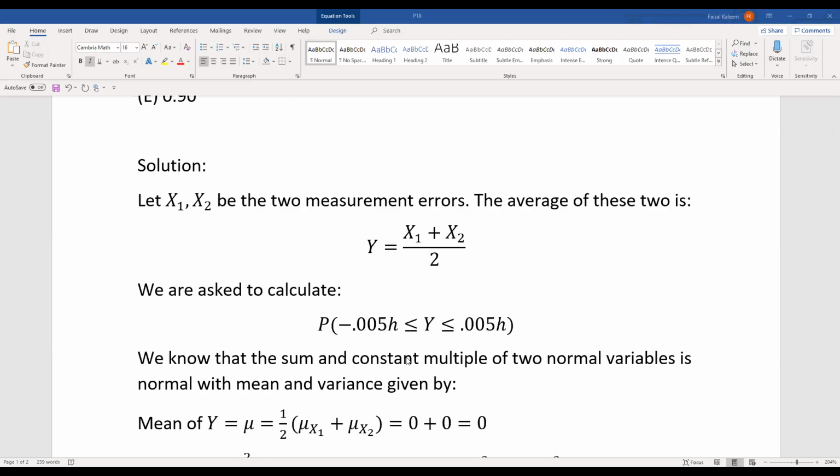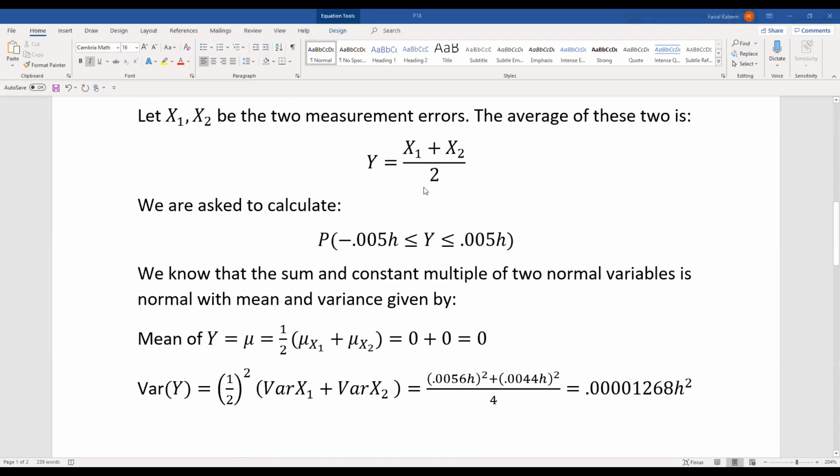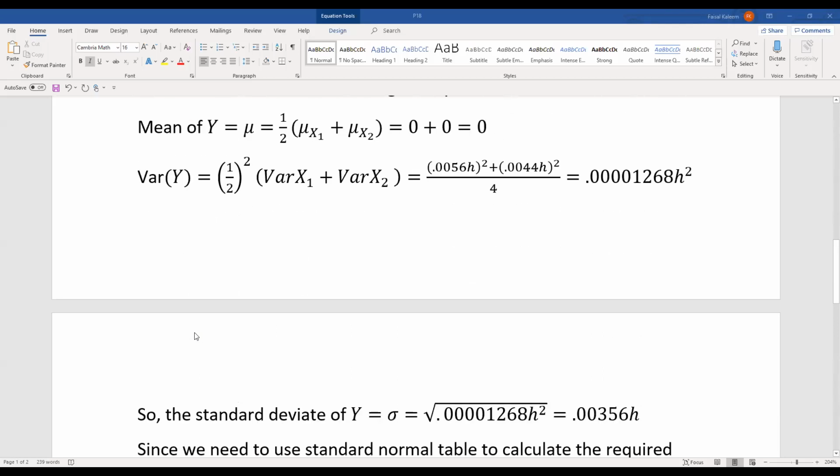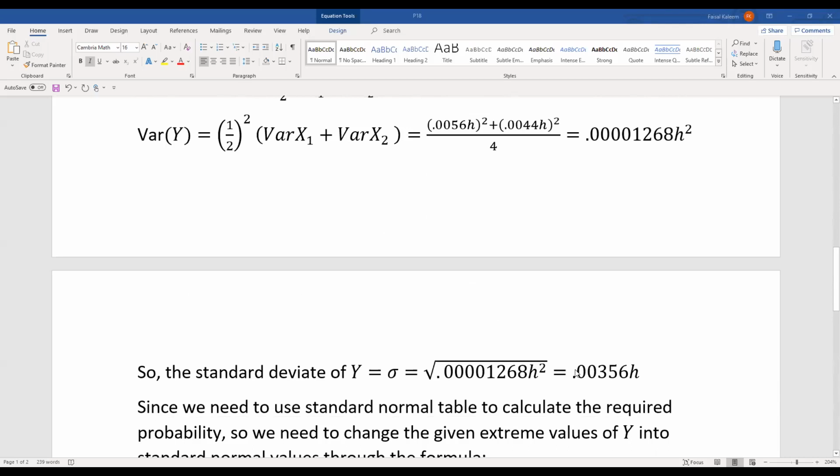And then the variance of y will be the square of the constant times the variance of x1 plus the variance of x2. That's all known from mathematical statistics. And the variances would be the squares of the standard deviations. So we square the two standard deviations, and this is a fourth. And so we get that. Then we need the standard deviation of y, which would be the square root of the variance, which would end up being 0.0356h.